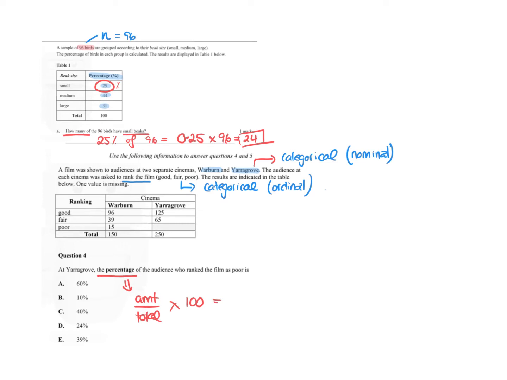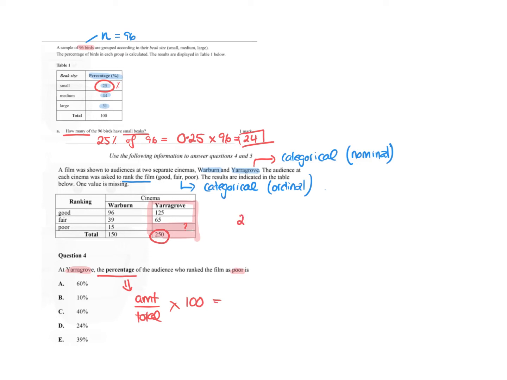So at Yarra Grove, they only want the Yarra Grove people that they're talking about. So we can see that's just this set of data. It said, of those people, the audience, the percentage who think the film is poor. If you look there, poor is actually missing. We don't know what that is, but we know they add up to 250.